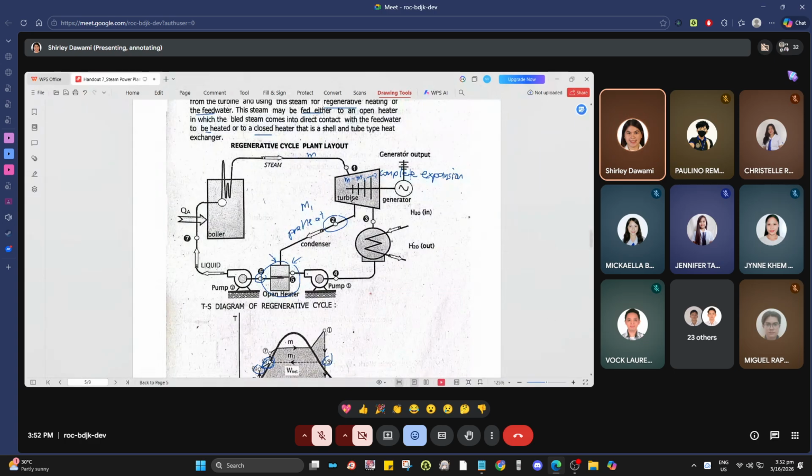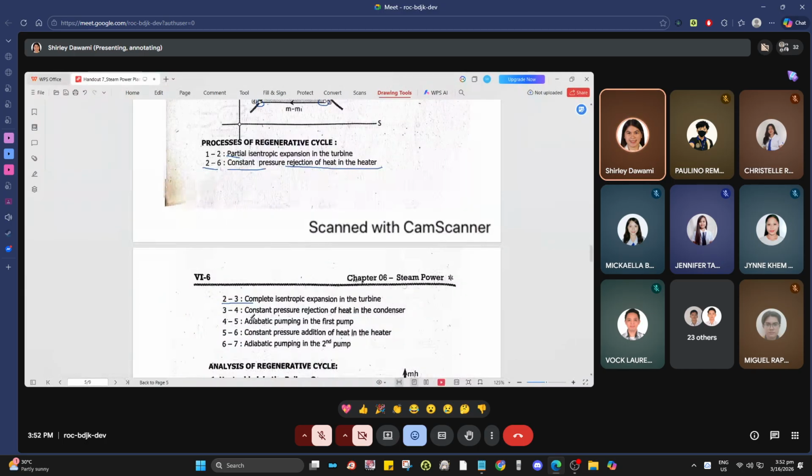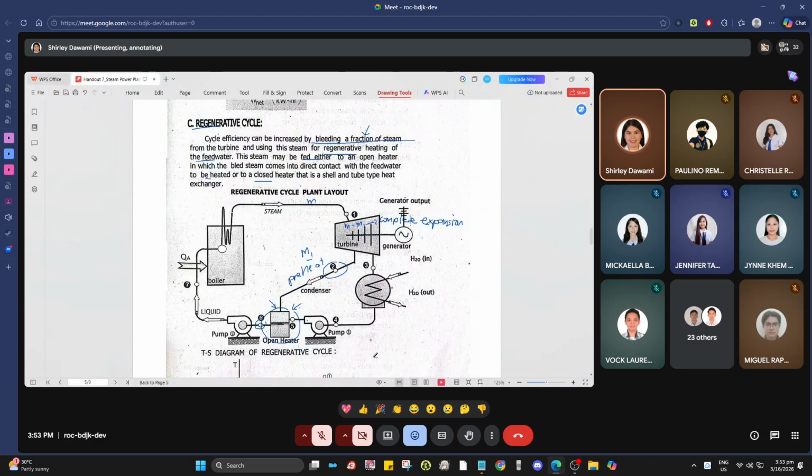Okay, so yeah, so siya nga M, then part of it used to preheat the feed water, which is the M1. So M minus M1 ang for complete expansion. Okay? So mugawa siya diri wet steam. So siya sa condenser, then mugawa siya nga saturated liquid. Okay? 4 to 5, constant pressure rejection of heat in the condenser, then 4 to 5 adiabatic pumping in the first pump. Okay, for regenerative cycle, naay duha ka pump, no?